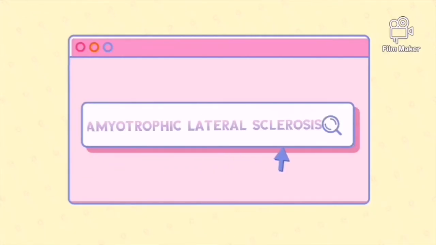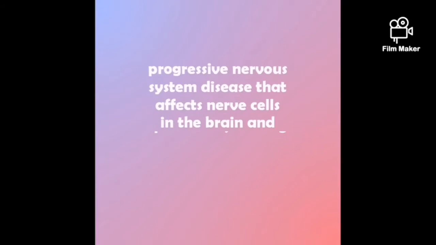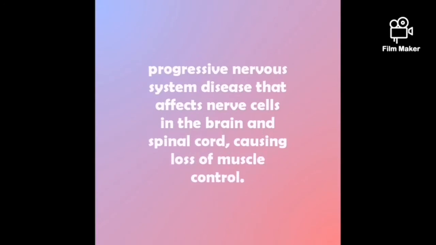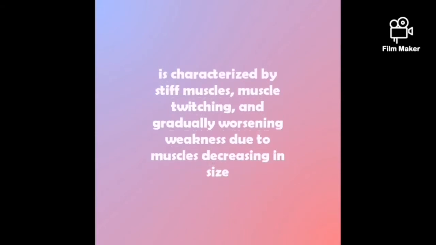Amyotrophic lateral sclerosis is a progressive nervous system disease that affects nerve cells in the brain and spinal cord, causing loss of muscle control. It is characterized by stiff muscles, muscle twitching, and gradually worsening weakness due to muscles decreasing in size, and eventually the loss of the ability to walk, use their hands, speak, swallow, and breathe.